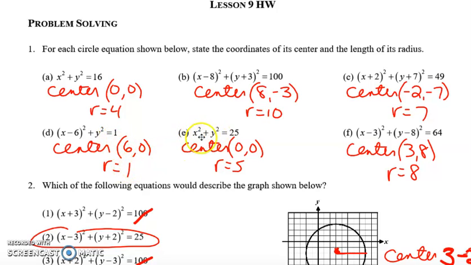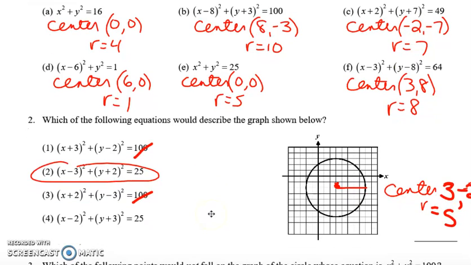E has a center of 0, 0, because there are no numbers next to the x and the y. And this is the radius squared, so my radius is 5. And F has a center at 3, 8, because I'm changing the signs. And my radius is the square root of 64, which is 8.